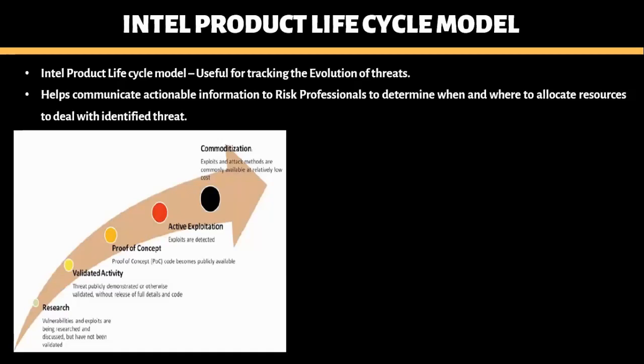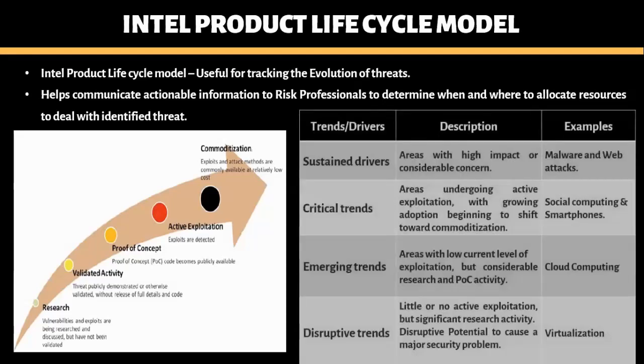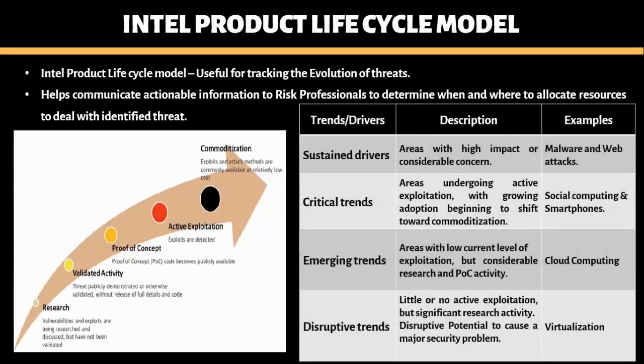Once their products are commoditized, it becomes far easier for various threat actors, whether opportunistic or determined, to leverage those products and carry out their attacks in the IT sphere. So this model helps to communicate actionable information to the risk committees. It helps the risk committees or the security groups to determine when and where to allocate the budgets to deal with the identified threat based on its maturity and its likelihood to affect the enterprise.